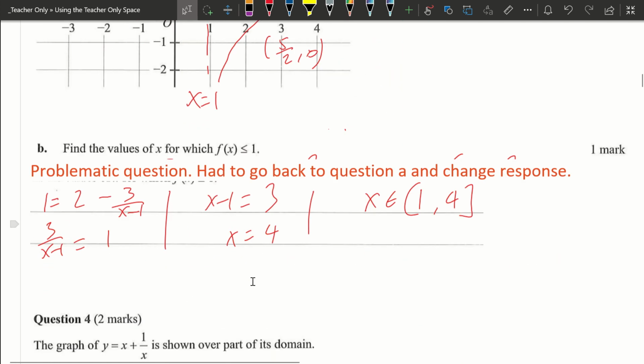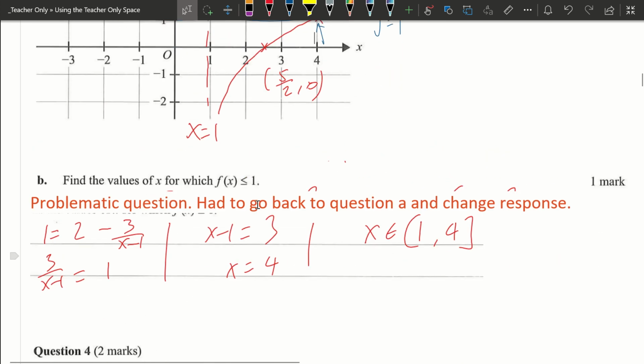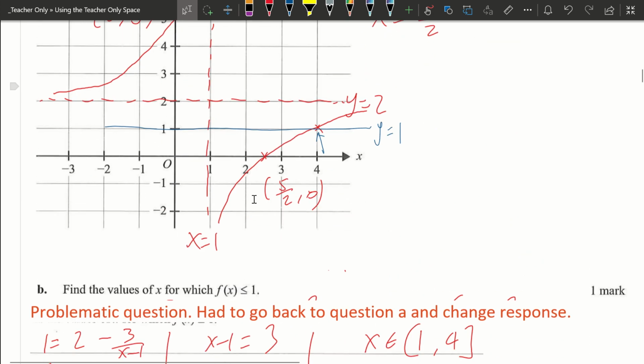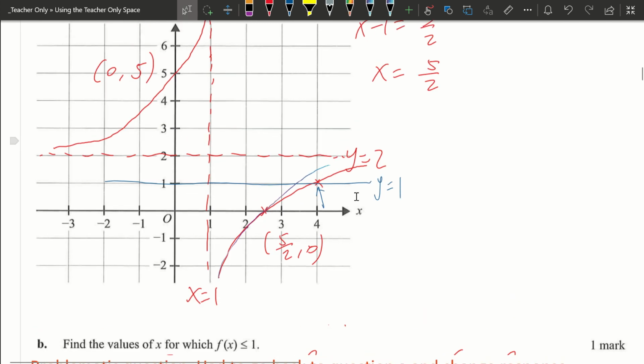So I know the graph goes through x = 4, y = 1, which means I actually came back to question A, erased my graph, and drew it again. When I first drew it, I drew something like that. So I did go through the x-intercept, but I didn't go through (4, 1) because I didn't know. There's no need of knowing every point that the curve goes through. So I didn't know the curve goes through the point (4, 1) exactly.